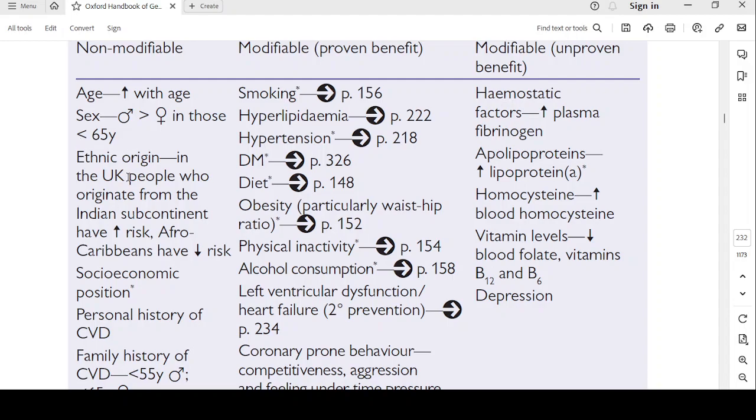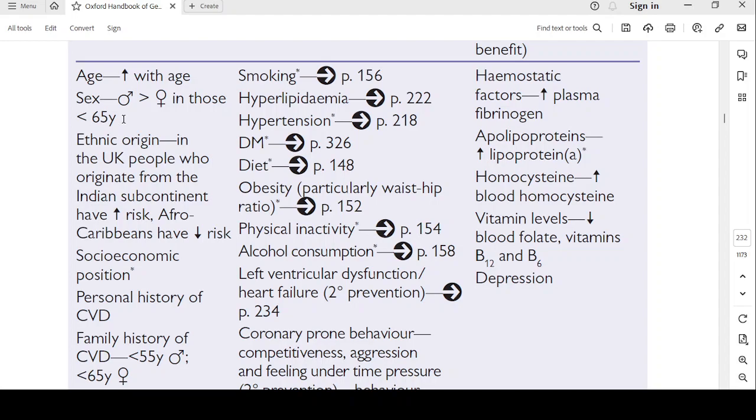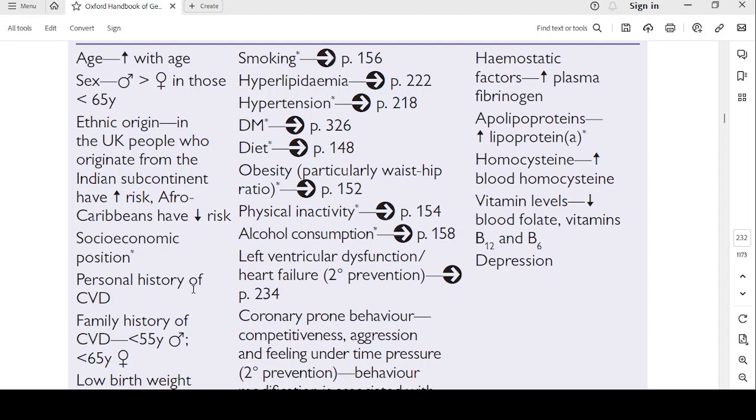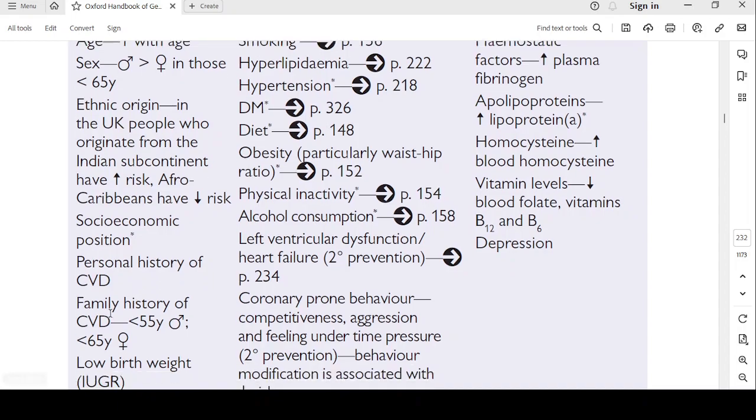Sex in those less than 65 years: younger males are more predisposed than women. Ethnic origin: in the UK, people who originate from the Indian subcontinent have higher risk. Afro-Caribbeans have lower risk. Socioeconomic position. Personal history of CVD. Family history of CVD, less than 55 years in males and less than 65 years in females.